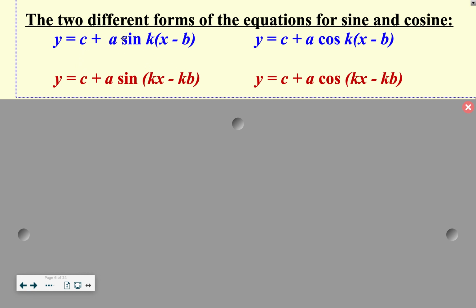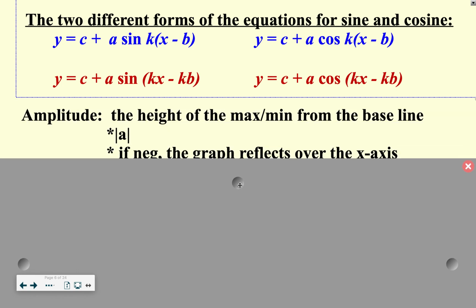Okay, again, I can't stress enough, I think the blue is your ideal equation. If you can write it that way, it's easier to write, it's easier to read and translate, although both are correct. Okay, so this is sine, this is cosine, they're the same pieces. This is just the variables that your textbook uses. It does not matter if you use C, B, K, A. Use whatever you want, but you've got to know what they do.